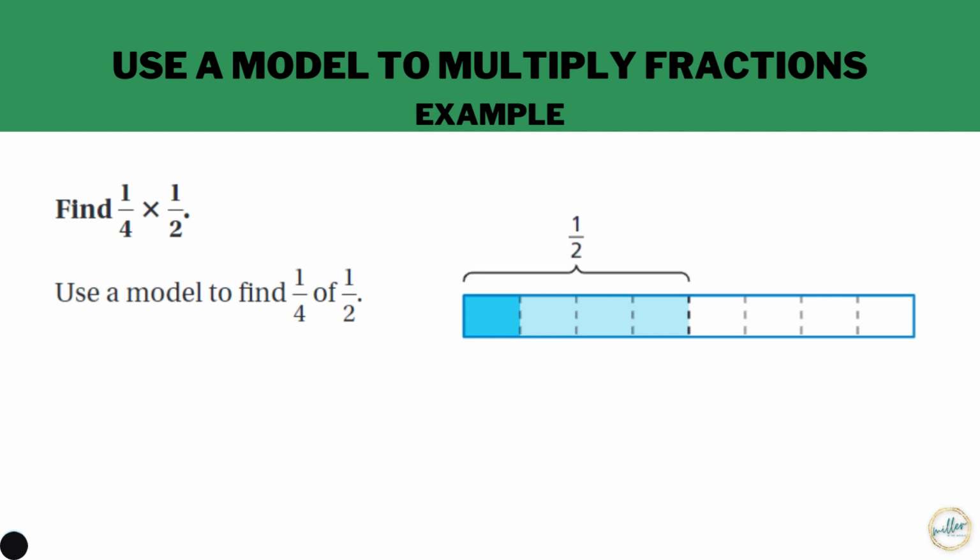So you can see here in the model, 1/2 of the whole bar is shaded, and then of that half, 1/4 of it is shaded a little darker to represent the 1/4 of 1/2. The product of 1/4 times 1/2 is 1/8. Looking at the model, you can see that it is broken into 8 equal pieces, and one of those pieces is shaded.